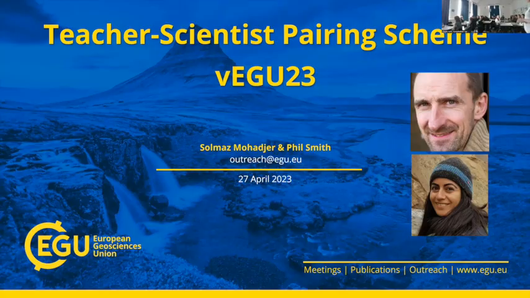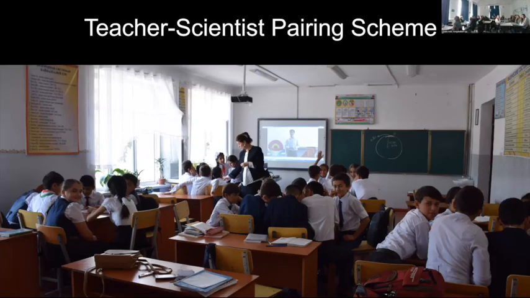So let's talk a little bit about what this teacher-scientist pairing scheme looks like. Here you can see a picture of a classroom very far from where you are. This is in Tajikistan, a country in Central Asia. You see students working in groups with their teacher in the middle. If you look carefully in the background, you see a screen with a video teacher joining the classroom virtually, just like Claudio today. This is what pairing teaching looks like. The scientist and the teacher come together to bring hopefully very interesting information to you in the classroom.